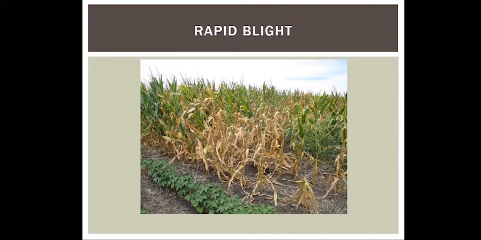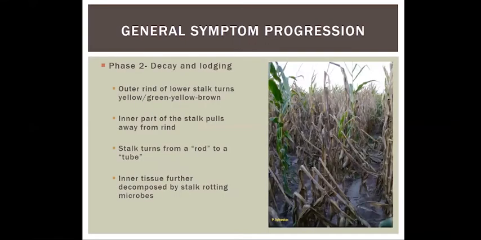And in this case, this rapid blight was likely caused by charcoal rot. So when you have significant infection, you can see these plants drop very fast, okay? The second phase in stalk rot progression is decay and lodging.